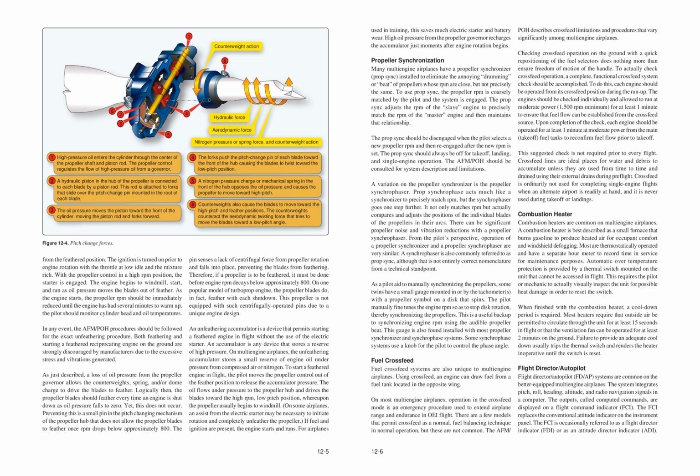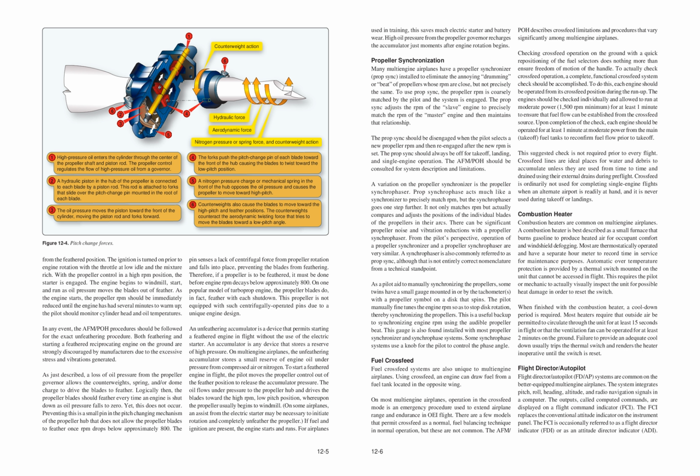Propeller synchronization. Many multi-engine airplanes have a propeller synchronizer, prop sync, installed to eliminate the annoying drumming or beat of propellers whose RPM are close, but not precisely the same. To use prop sync, the propeller RPM is coarsely matched by the pilot and the system is engaged. The prop sync adjusts the RPM of the slave engine to precisely match the RPM of the master engine and then maintains that relationship. The prop sync should be disengaged when the pilot selects a new propeller RPM and then re-engaged after the new RPM is set. The prop sync should always be off for takeoff, landing, and single engine operation. The AFM/POH should be consulted for system description and limitations.